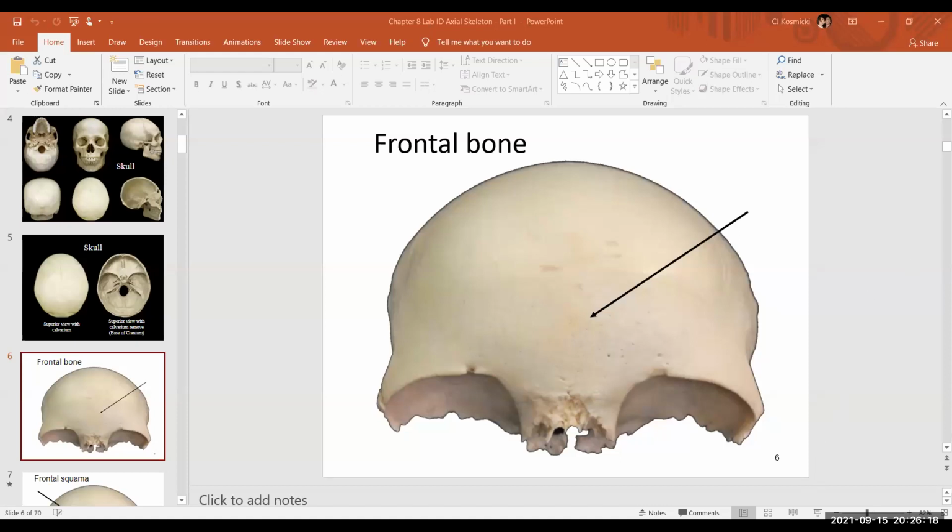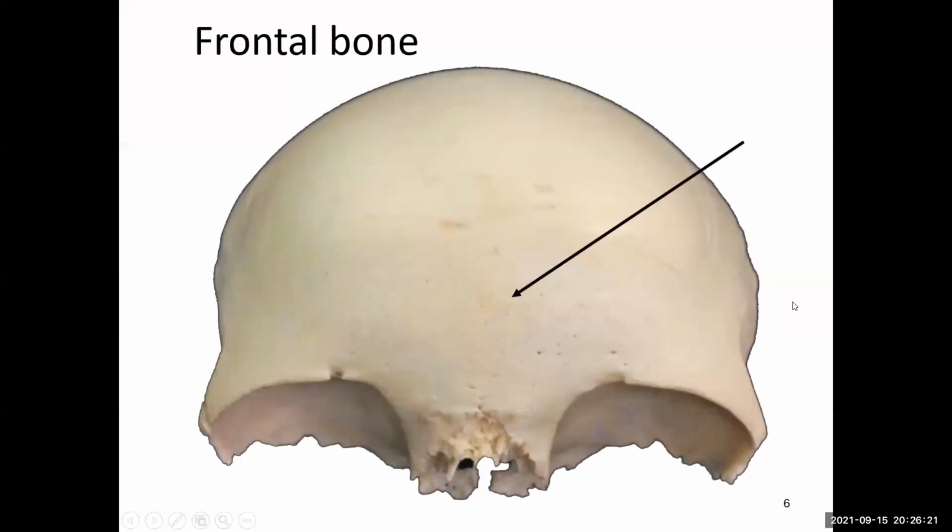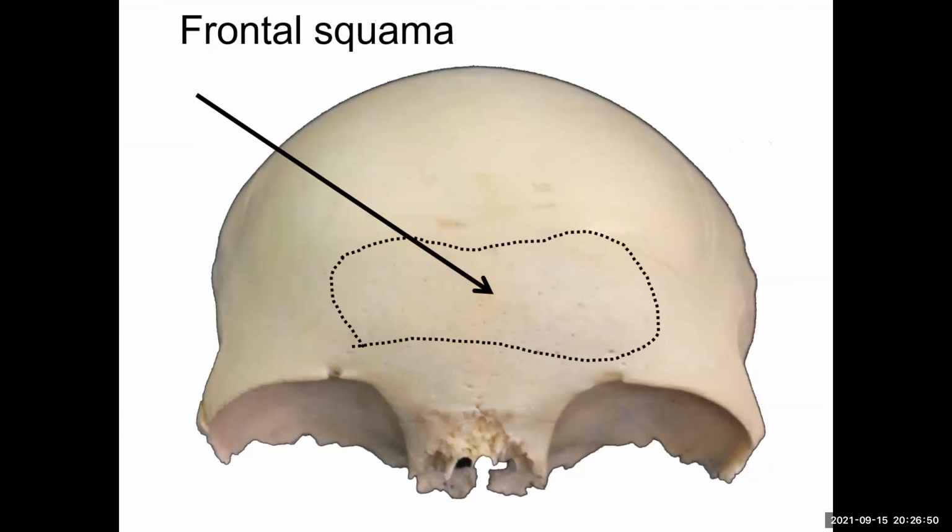All right, I cannot remind you enough. Please, to make this easier on yourselves when you're learning the skeleton, be able to identify all the bones first. Trust me, your life will be much easier that way. So here's the frontal bone. This is going to be the most anterior superior bone when we're looking at the anterior view. And the flattened portion of this bone, where your forehead is essentially, that's the frontal squama.